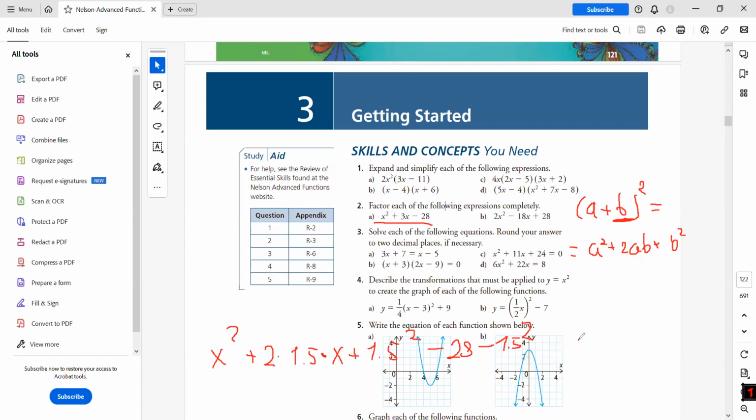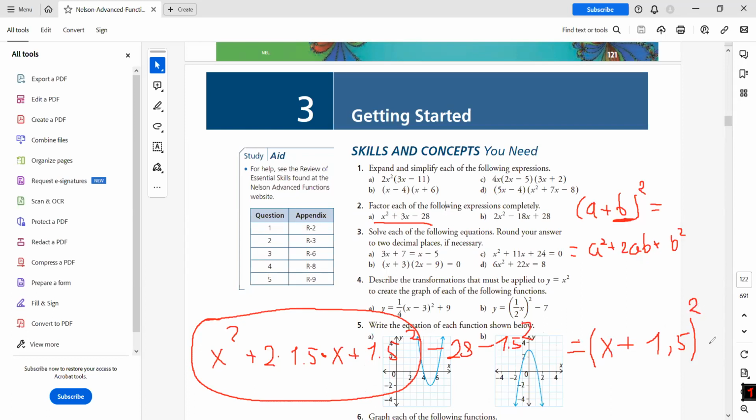So what's happening next? Now, this expression here can be folded into a perfect square formula. So I'm going to get x plus 1.5 squared minus, now outside of the brackets, 28 minus 1.5 squared.